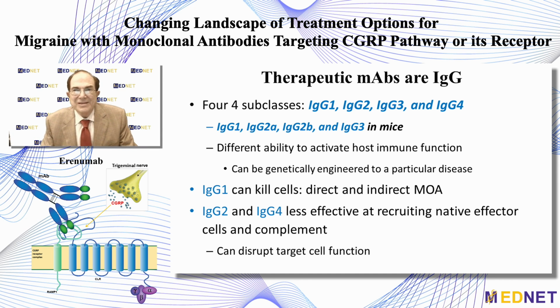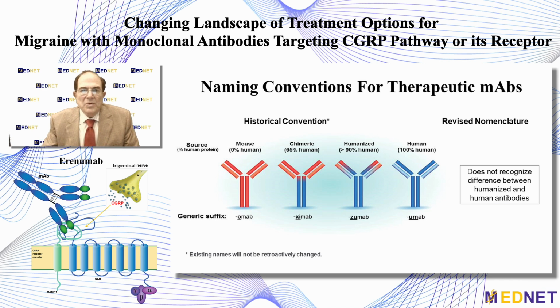One of the points I make is, it's not the antibody that causes problems, it's what they do for a living that causes problems. And they can be engineered in such a manner that they have no interaction with the immune system. What's the convention for naming antibodies?